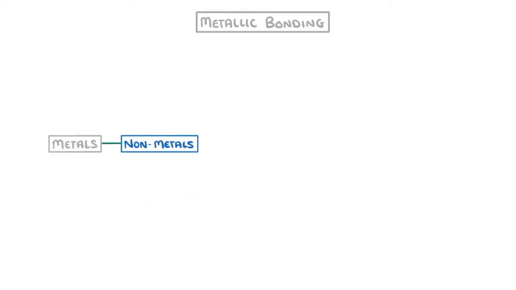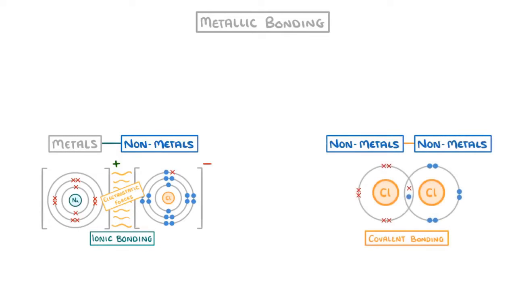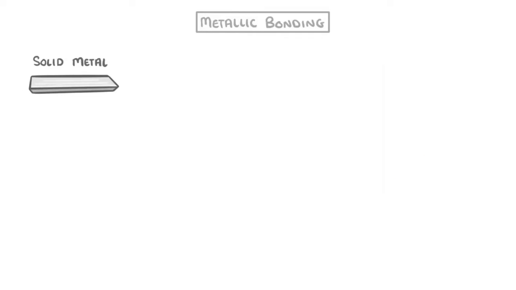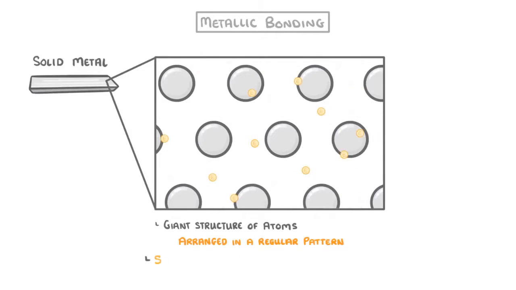Metals bond to nonmetals through ionic bonding, and nonmetals bond to other nonmetals through covalent bonding. Now we turn to how metals bond to other metals, which we call metallic bonding. If we think of a solid metal, it basically consists of a giant structure of atoms that are arranged in a regular pattern. In this picture, we've shown each atom surrounded by the electrons in its outermost shell. When all these atoms are together in a metal though, they actually give up these outer shell electrons and share them with all the other atoms in the metal.